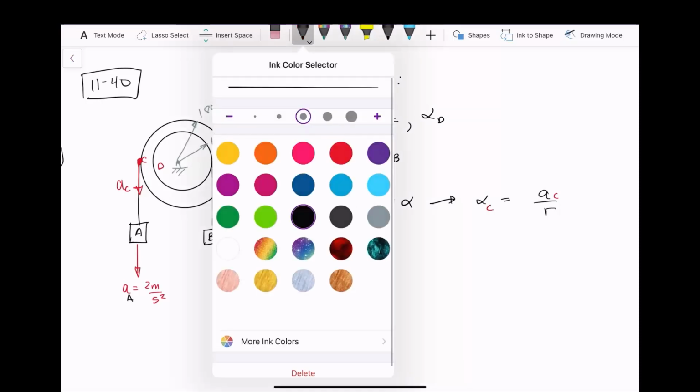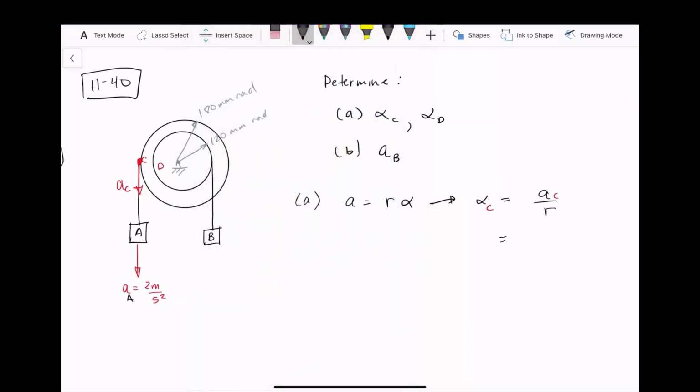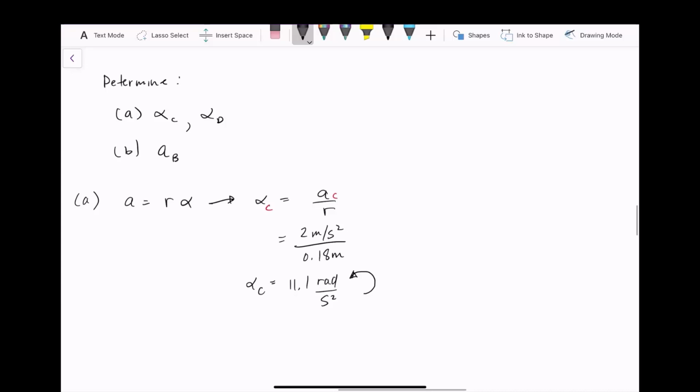Now what we can do is we can sub in our values. So AC, which equals AA, is 2 meters per second squared over that radius arm of 180 millimeters, equivalent to 0.18 meters. And so alpha C is equal to 11.1 rads per second squared. We need a direction. Since they're going downwards, that means that pulley has to be rotating in a counterclockwise direction. So that's what it is for C.